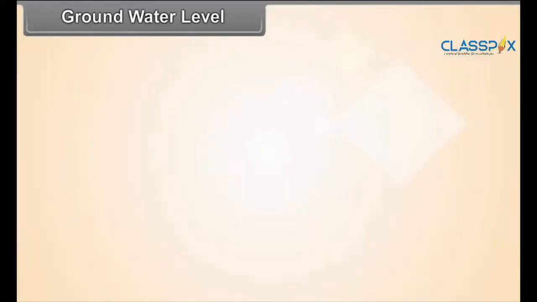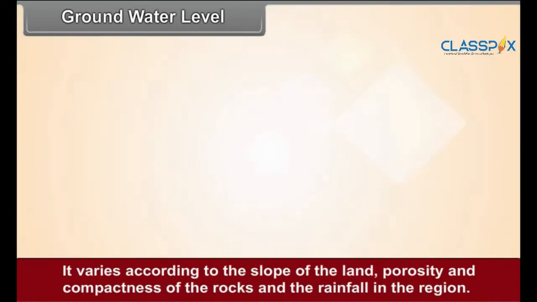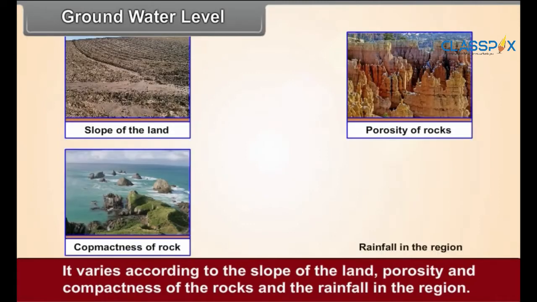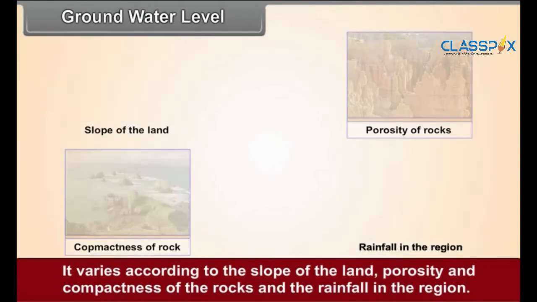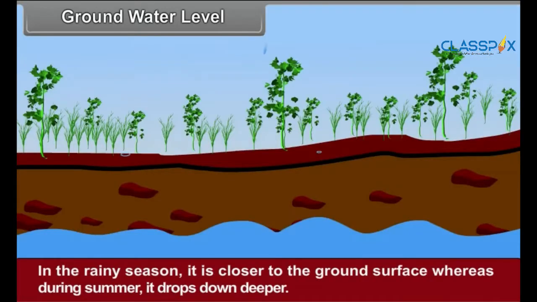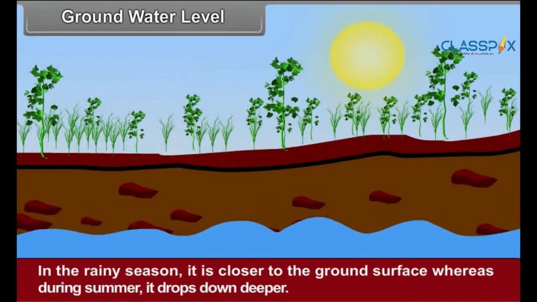Groundwater level. The upper level of the stored groundwater is called groundwater level. It varies according to the slope of the land, porosity and compactness of the rocks, and the rainfall in the region. Groundwater level also changes according to the seasons.